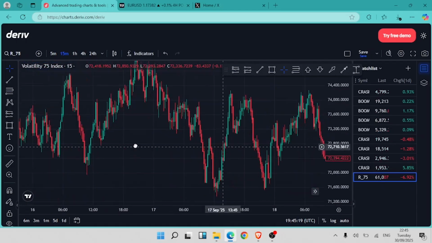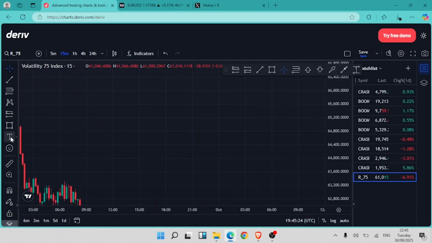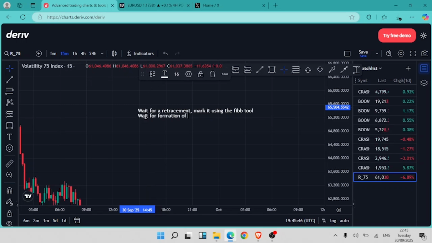So that is how you can trade the Volatility 75 Index using the Fibonacci retracement tool and engulfing patterns. So I'll just rewrite that text right here. Wait for a retracement, mark it using the Fib tool, and then wait for formation of an engulfing pattern at the 61% of the Fib tool.